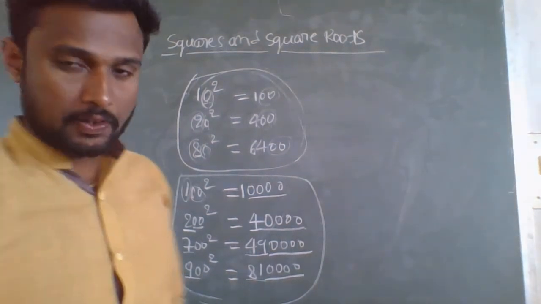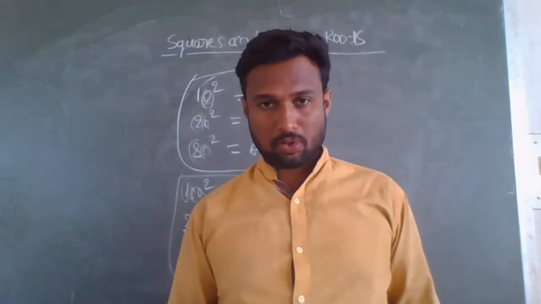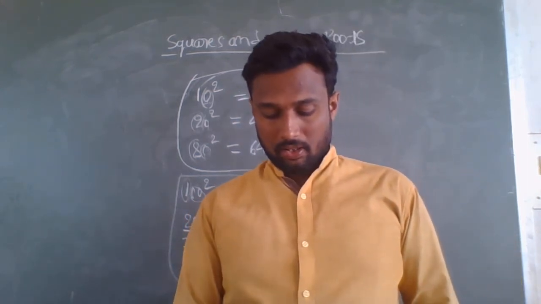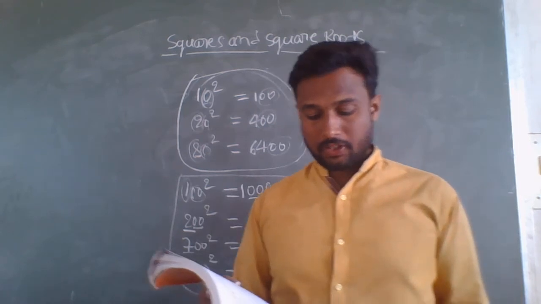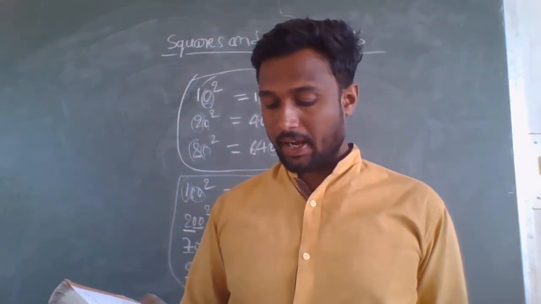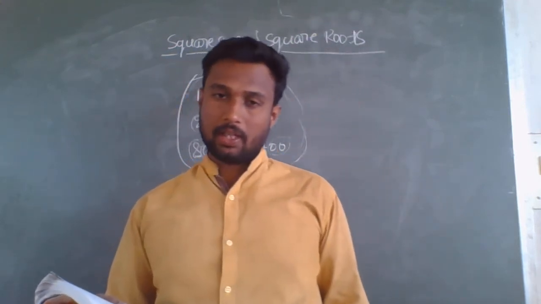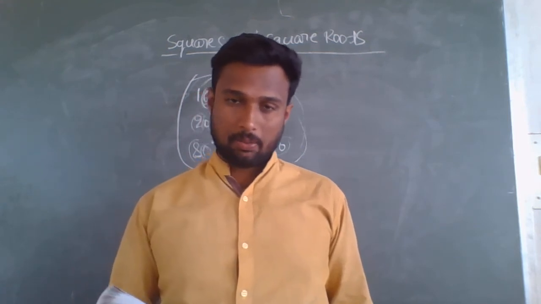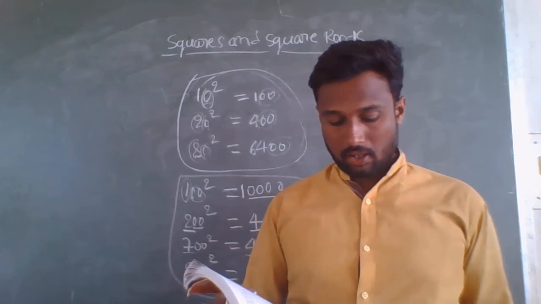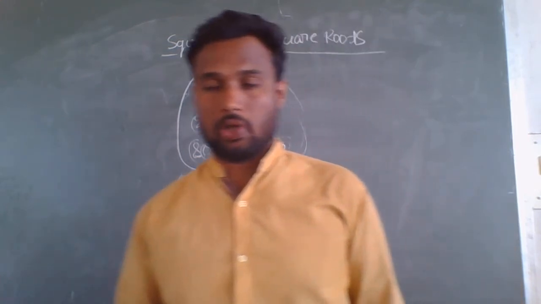So below this they have given some problems to solve in the "Try This" box. Here they have given: the square of which of the following numbers would be an odd number or an even number. So we have to tell whether the square of the given number would be an odd number or an even number, and we have to mention why.